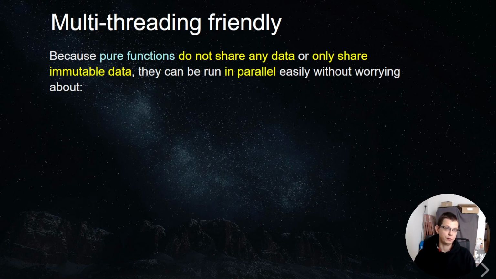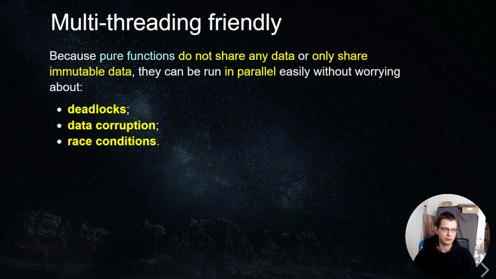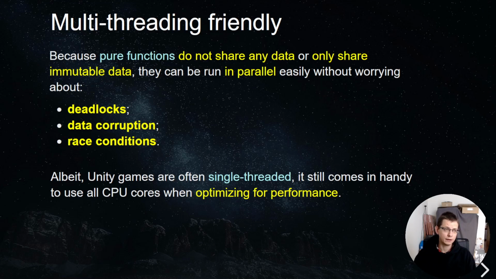Pure functions are also multi-threading friendly. Because they do not share any data, or if they share data, they share only immutable data, they can be run in parallel easily without worrying about deadlocks, data corruption or race conditions, which are prevalent in multi-threading programming. And although Unity games are often single-threaded, it still comes in handy when we want to optimize some specific piece of code to use all of the CPU cores.